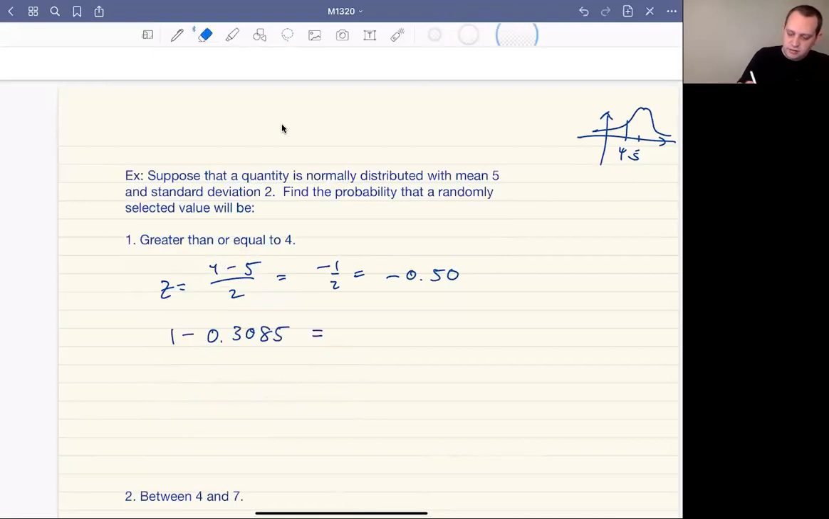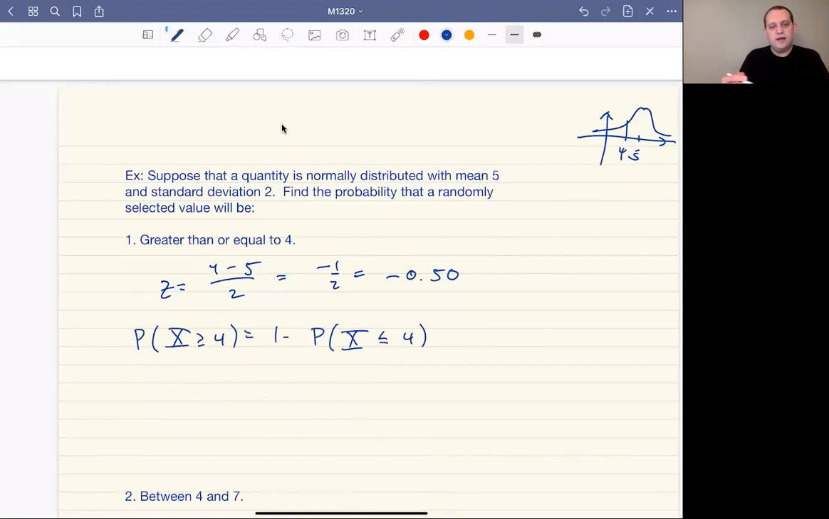So what I'm saying here is the following. I'm saying that the probability that a randomly selected value will be greater than or equal to 4 is 1 minus the probability that that randomly selected value is less than or equal to 4. If you want to not include the equal sign in either spot, that's fine. These technically are not complements, but they'll have the same probability whether you include the equal sign or not.